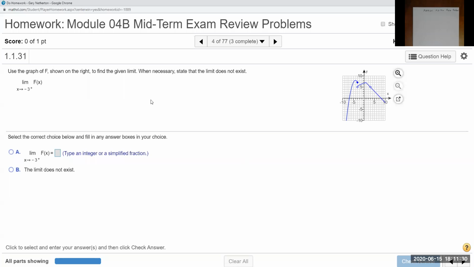All right, number 4. Here's a little bit of another detail. Use the graph of f shown on the right to find the given limit. When necessary, state the limit does not exist. Now here we have a difference. We're looking at the limit of the function f of x, but look at what x is approaching. As x approaches -3, but you've got this little plus sign up here in the top.